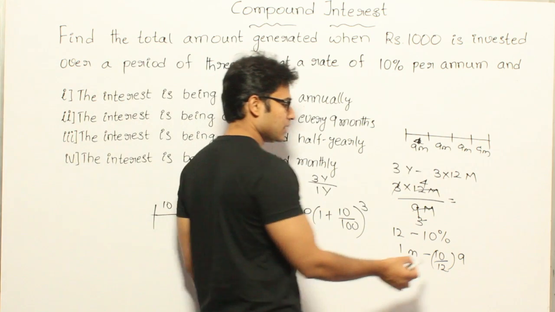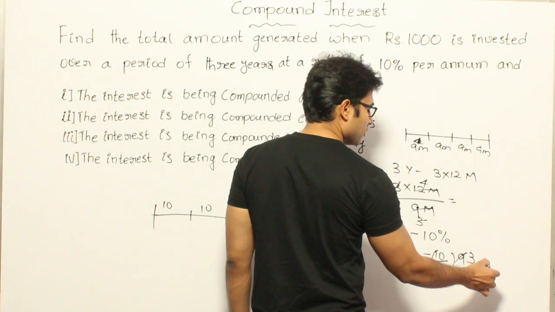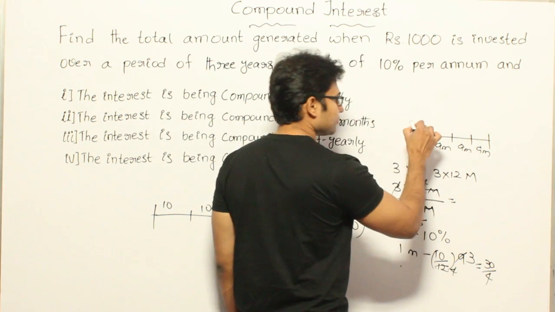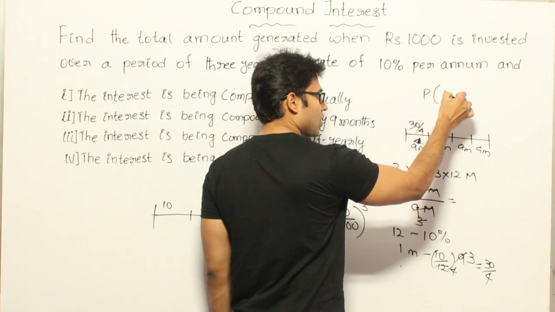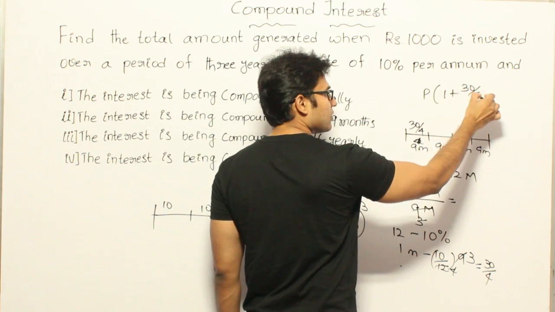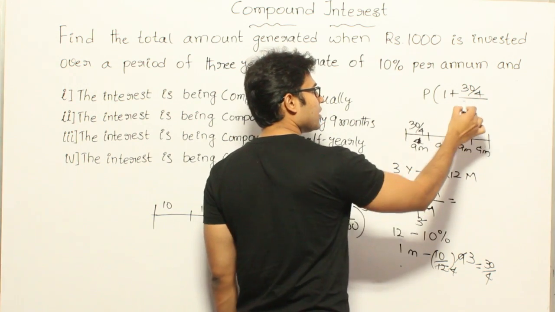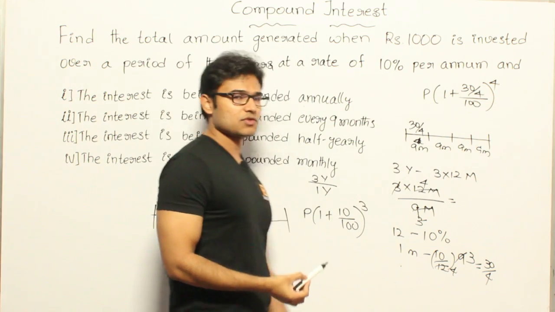Which is going to be 30 by 4, right? Therefore the answer is going to be P into 1 plus the interest per slot, which is 30 by 4, divided by 100, whole power number of slots, which is 4. This is one way of solving it.